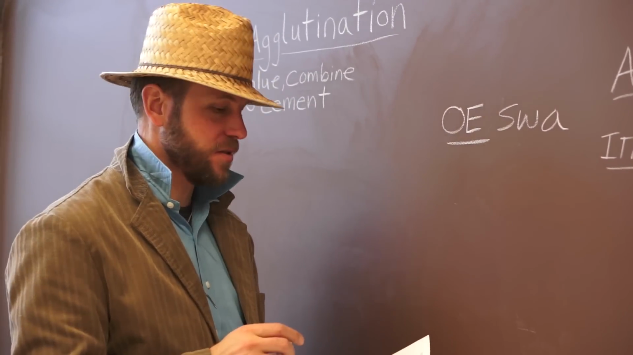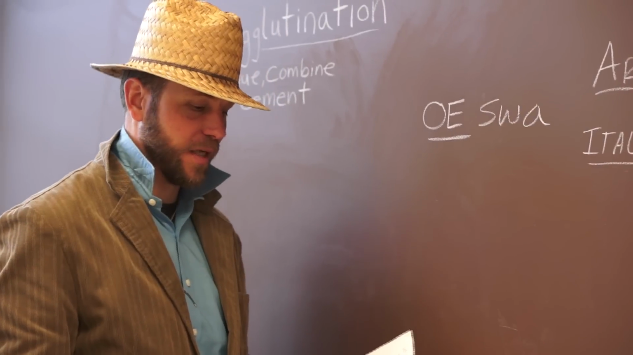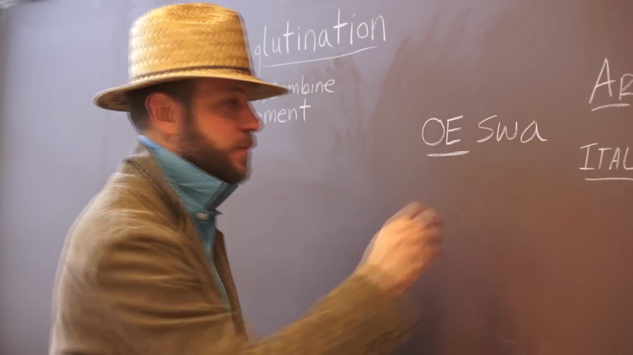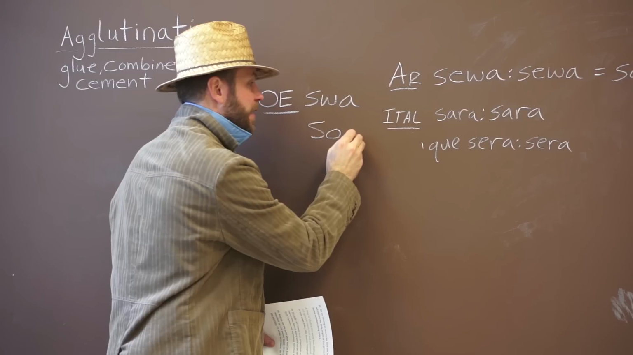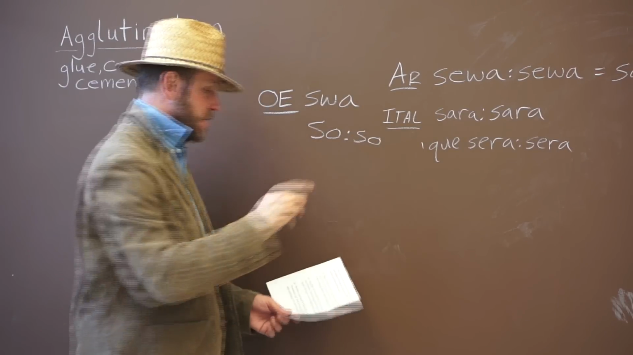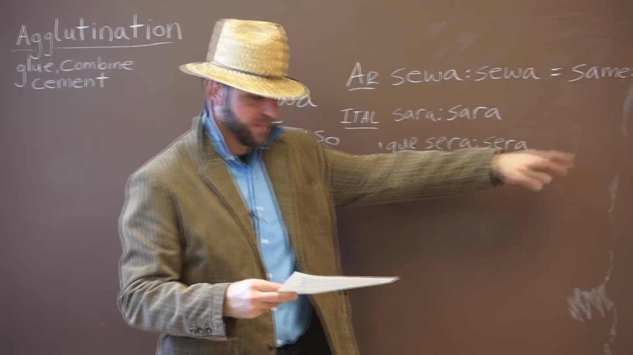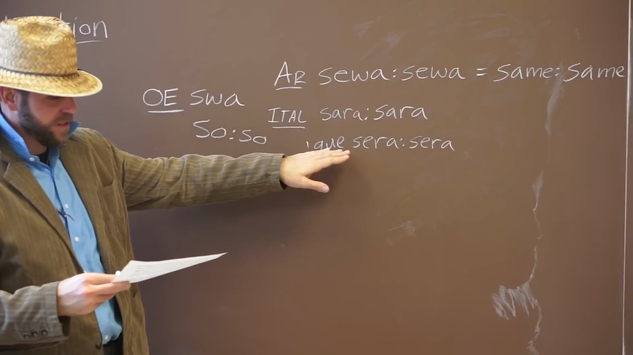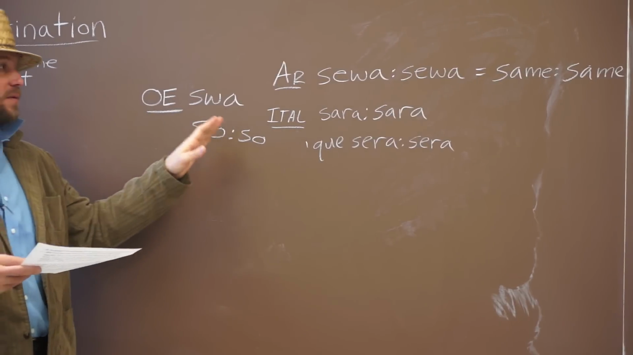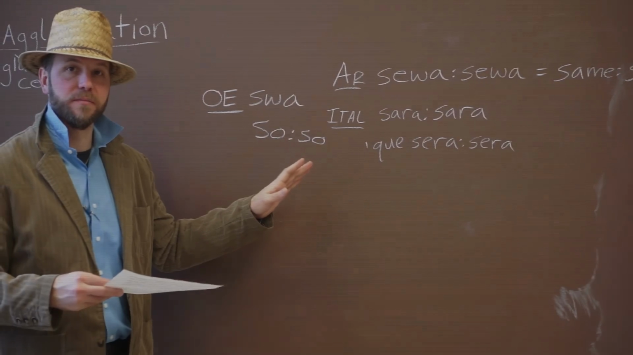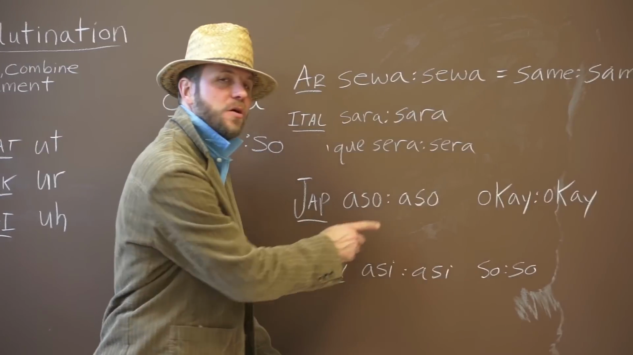Well, can we guess what this Old English etymon, suā, has become? How about so? And we say so, same, same, suā, suā, sarā, sarā, che sarā, sarā. None of this is too much different. Now let's look at the Japanese. They say aso, aso.